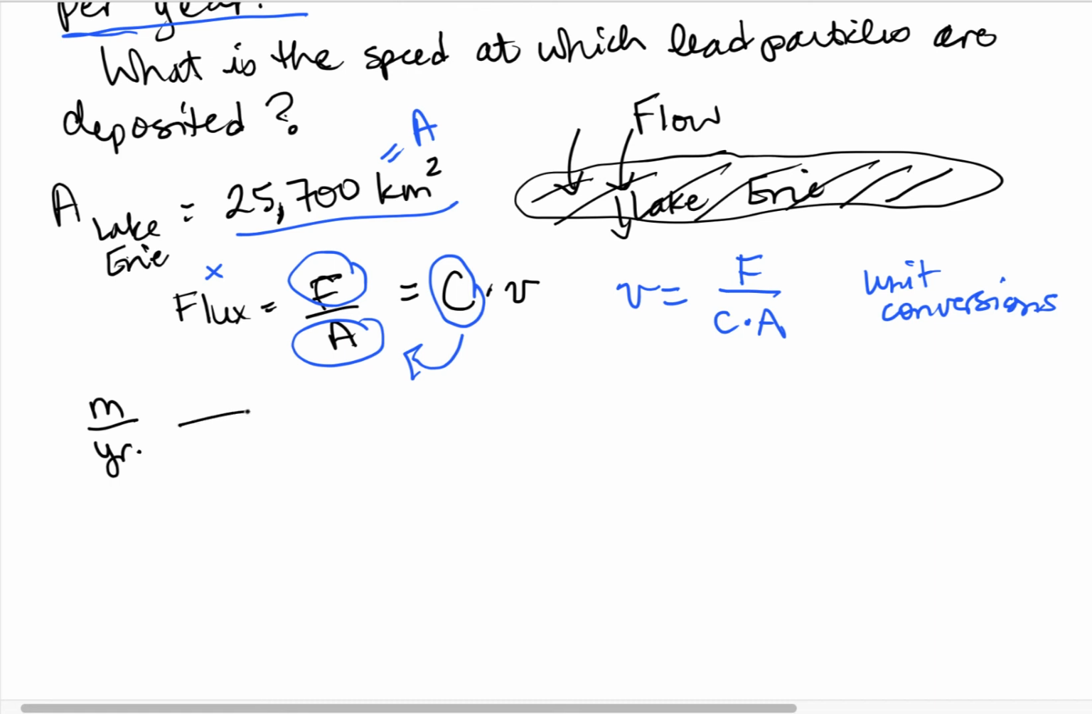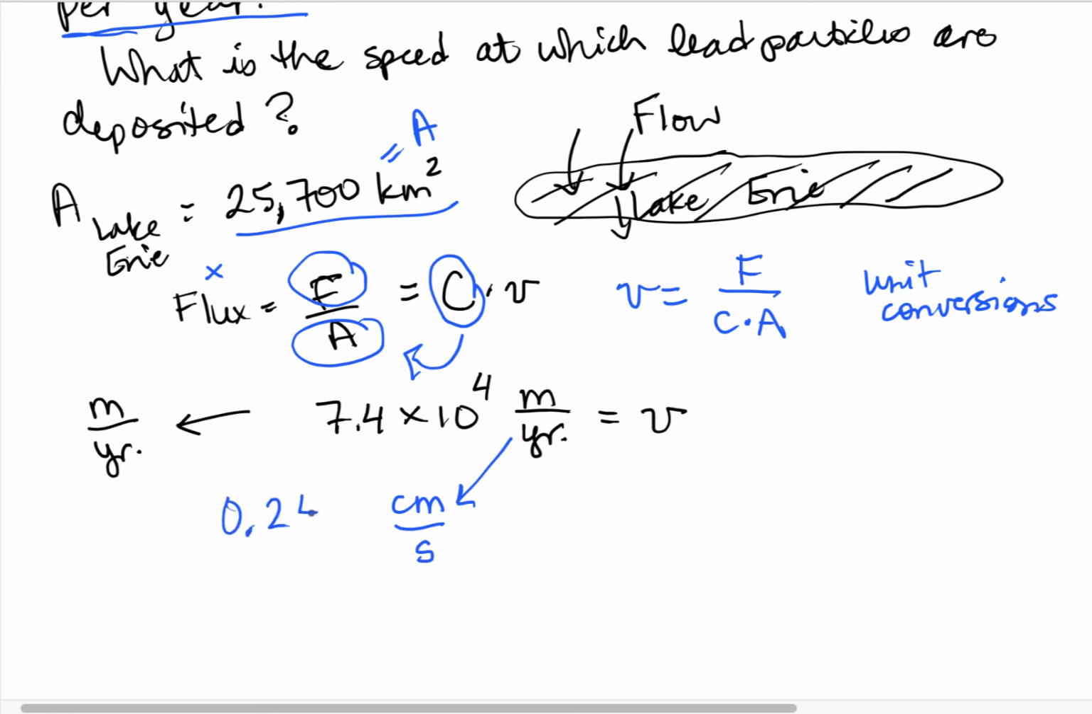Okay, when I did this, I got 7.4 times 10 to the 4th meters per year. I don't have any kind of clue for what this number really means, because over the course of a year, I can't conceptualize this. In fact, speeds are a little bit hard for me to conceptualize anyway. So if you convert this unit again, if you convert it into centimeters per second, for example, you will get 0.24 centimeters per second.